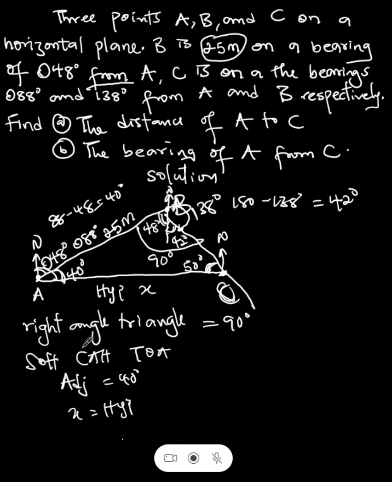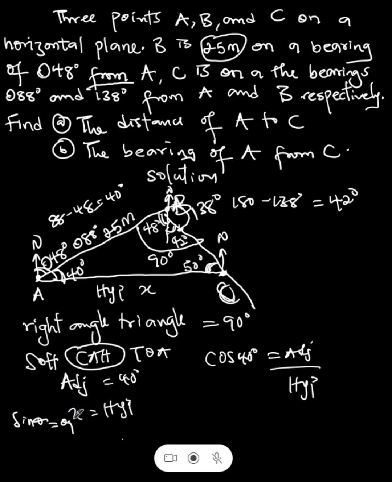From SOHCAHTOA, cos is the ratio that has both adjacent and hypotenuse. What does that mean? It means we are using cos theta, which is 40 degrees now, equals adjacent over hypotenuse. Same thing, sine theta equals opposite over hypotenuse, and tan theta equals opposite over adjacent. But from the parameters given using 40 degrees, we only have adjacent and hypotenuse. So that tells us that we are using cos.